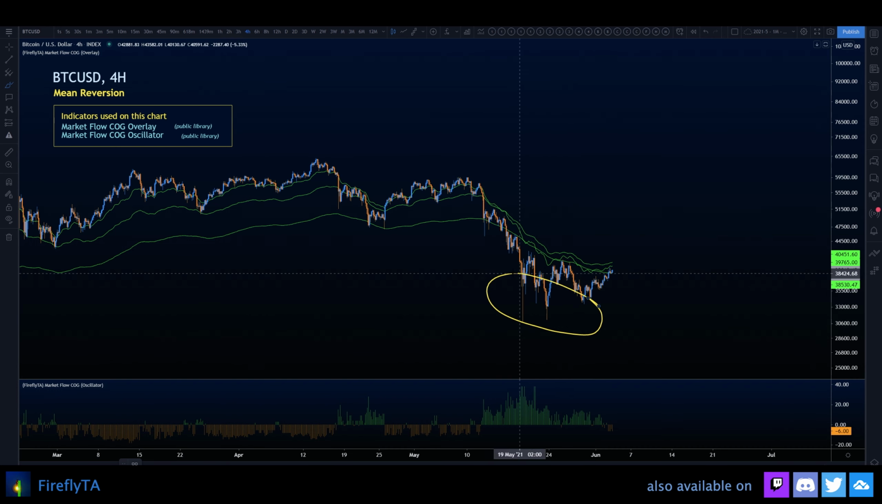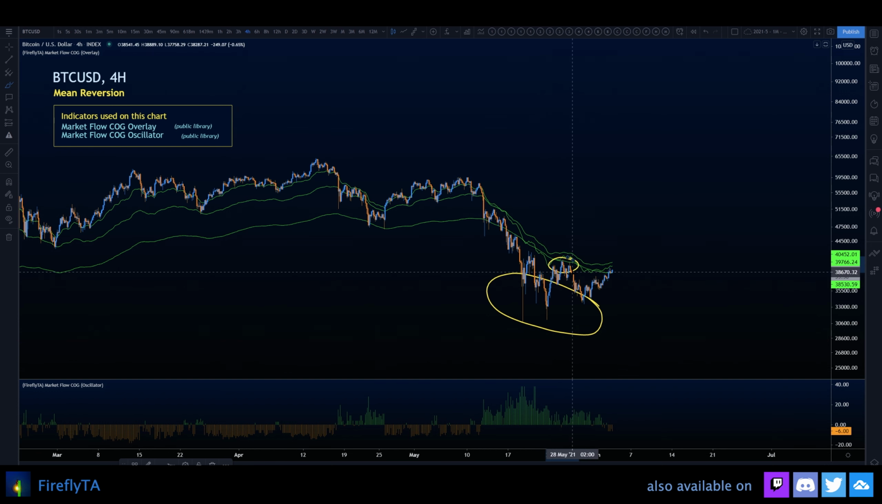So you can expect this zone to be a very good buying range, because price will eventually come back to the means, and the means will take some time to come back down here. So what this means is that the probability is very, very high for price to bounce from this area, or somewhere in this area, back to the COGs. And we saw this happen here.